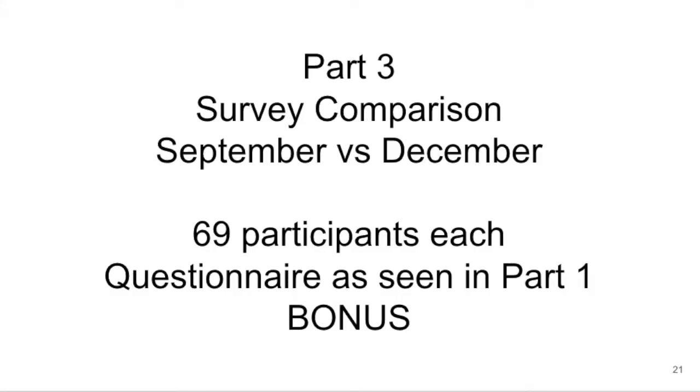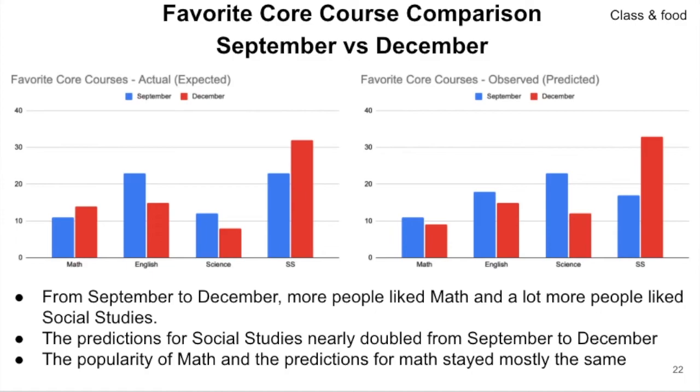Part 3 is a bonus, brief visual comparison of the 2 surveys. Here we have 2 graphs. The left graph shows the change in actual, while the right graph shows the change in our predictions. We can observe that social studies increased in popularity in both actual and predicted, while math increased in popularity in actual, but went down in predicted.